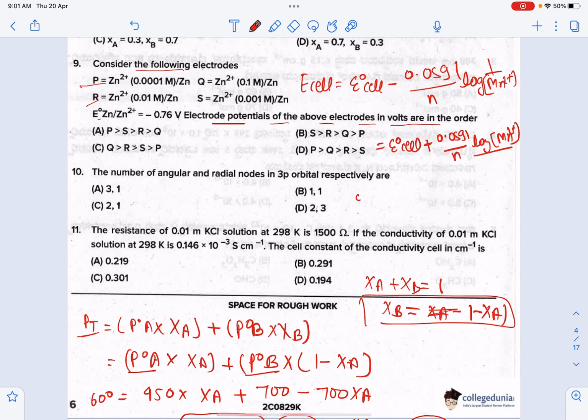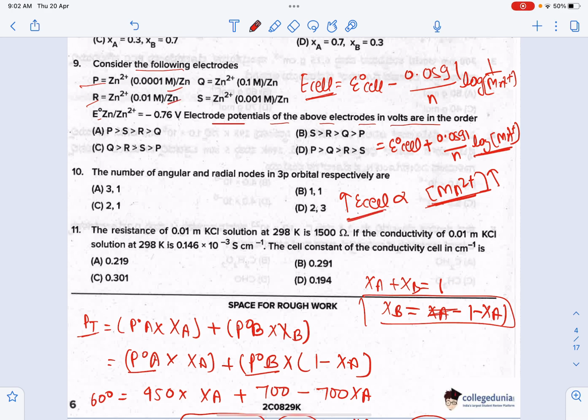That means the lower the concentration of Mn plus, the lower is the E. Now you can see that E cell is directly proportional to the concentration of metal ion. That means if the concentration of Mn plus is high, then the value of E cell is also high.